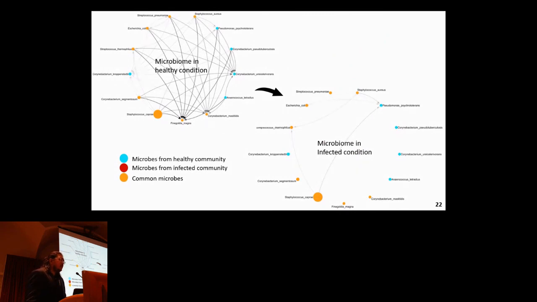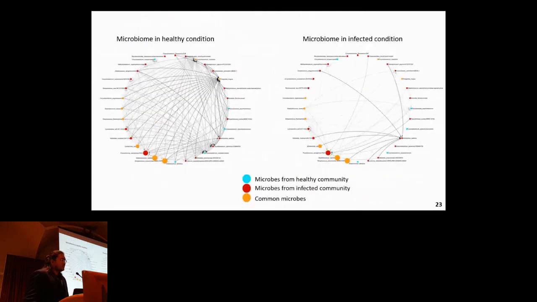Each edge corresponds to an interaction between microbes, and you can see that there are a lot of edges. That means there are a lot of interactions in the healthy condition, while there is a much smaller amount of interaction in the infected condition. This was something we captured. We were able to see it using this method.